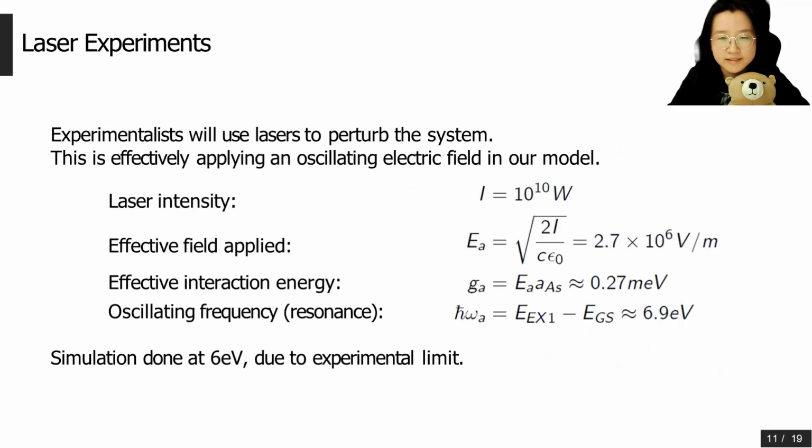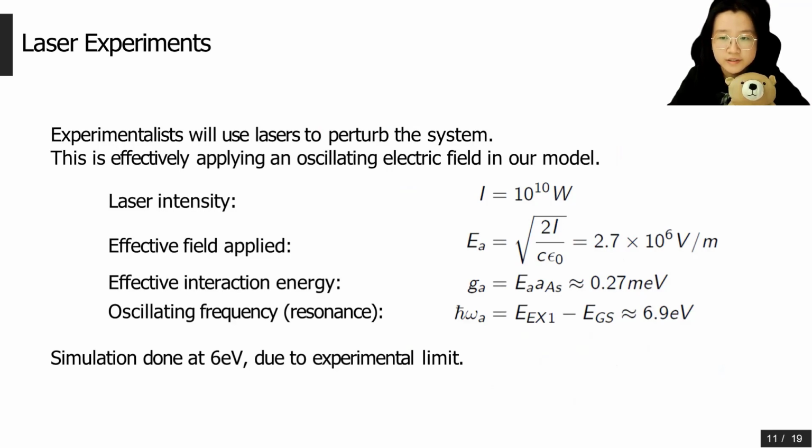When we think of an oscillating electric field, there are two important parameters. One is the magnitude, and the other is the frequency of oscillation. The magnitude can be calculated from the laser intensity to be 10^6 volts per meter, which is similar to the field strength of a lightning strike. And in our model, this translates to the energy associated with the dipole interaction of only 0.27 millielectron volts.